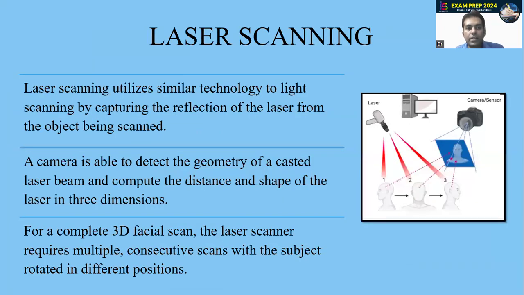Now, next method is laser scanning. Laser scanning utilizes similar technology to light scanning by capturing the reflection of the laser from the object being scanned. A camera is able to detect the geometry of the casted laser beam and compute the distance and shape of the laser in 3 dimensions. For a complete 3D facial scan, the laser scanner requires multiple consecutive scans with the subject rotated in different positions.